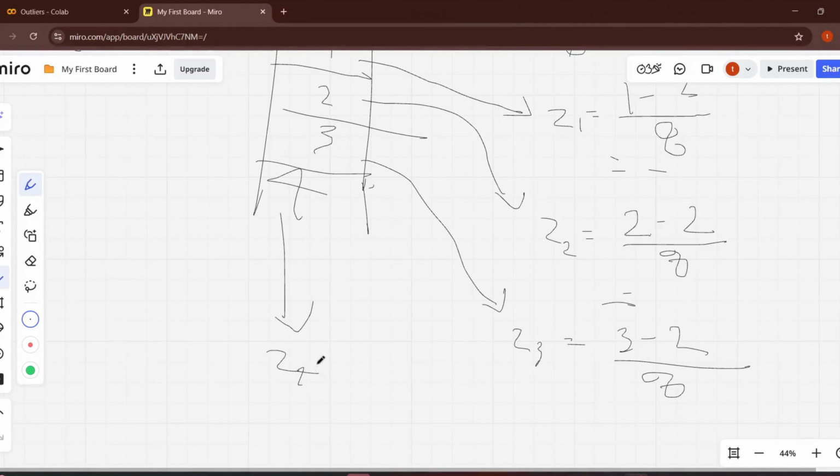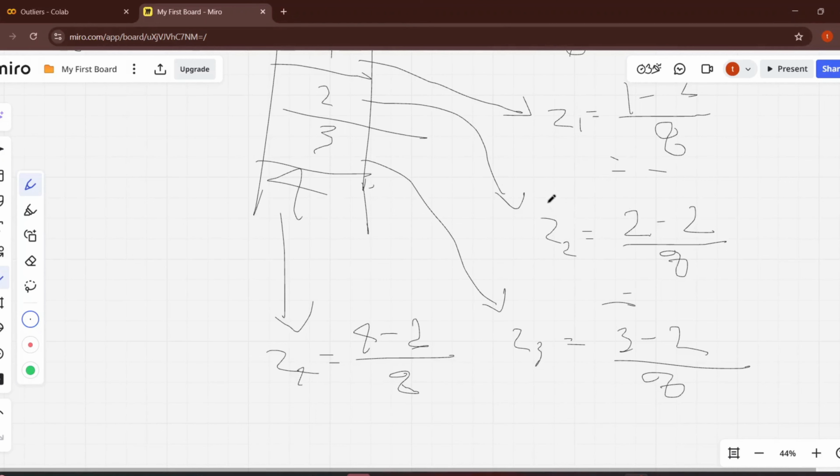And the last one, z4: 4 minus 2 divided by 8. Alright, so applying this formula, we fetch out the values of z-score for all the 4 values.